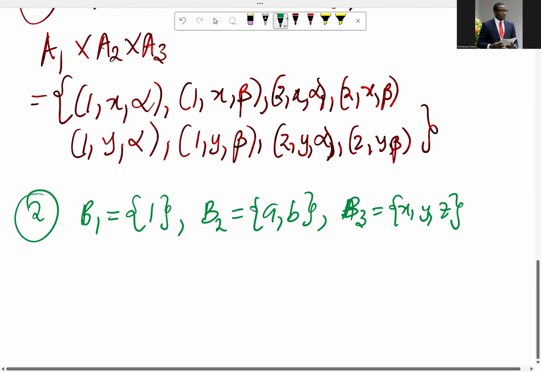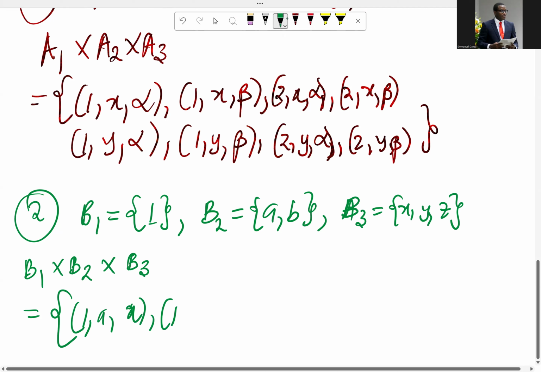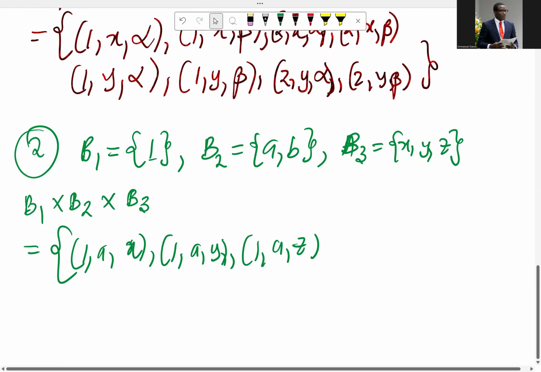Oh, sorry, this is B3 now. So it means that B1 times B2 times B3 will simply be the set of these possible triples. First, pick one. So you have one A X, then still one, you have one A Y, again, one A Z. Okay, that's one thing. So now you go to B.